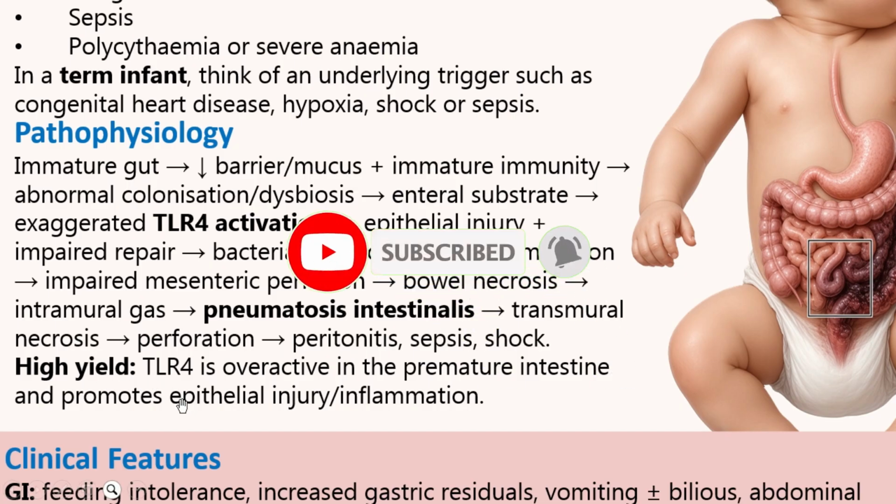So the high yield factor is that the toll-like receptor 4 are overactive in the premature intestines and promote epithelial injury. Now someone may ask me, why is it that we say formula feeds are going to be a factor here but not breast milk? Now the thing with breast milk is that it comes with IgA, it comes with maternal antibodies, it comes with those extra humoral immune system components that actually make it protective against these particular conditions.